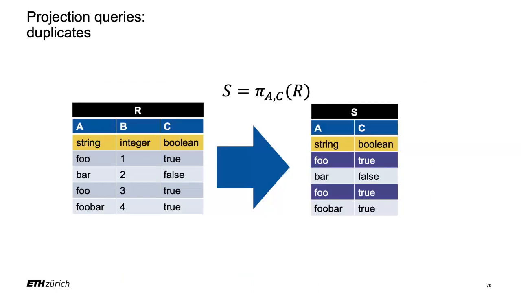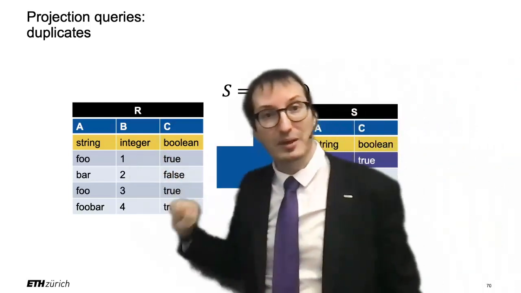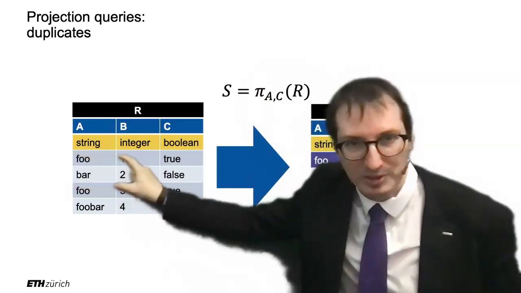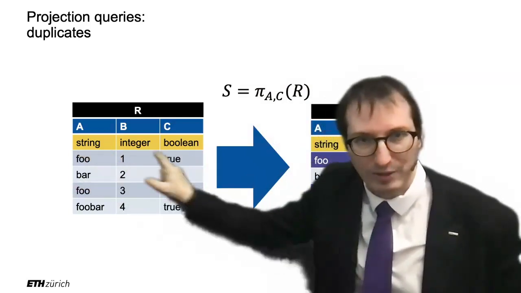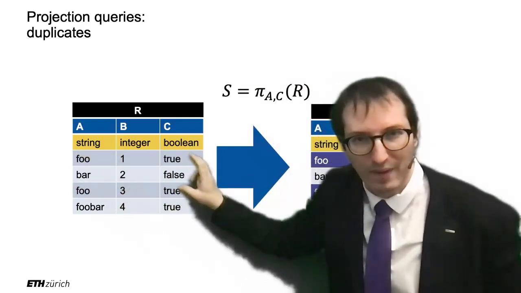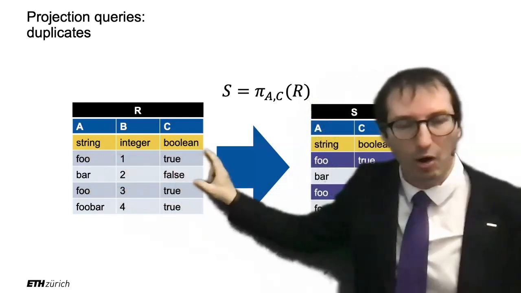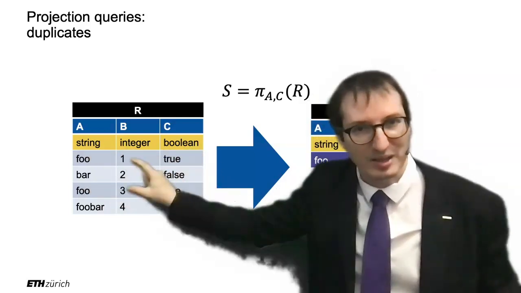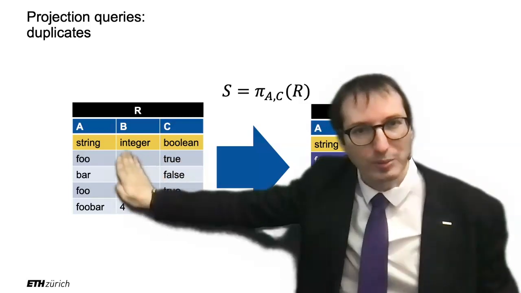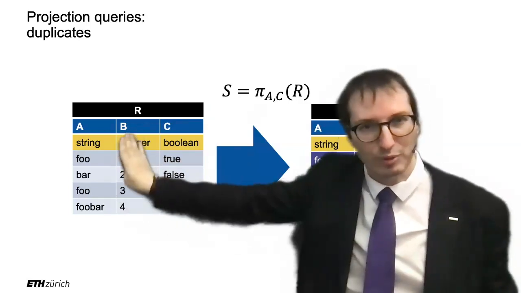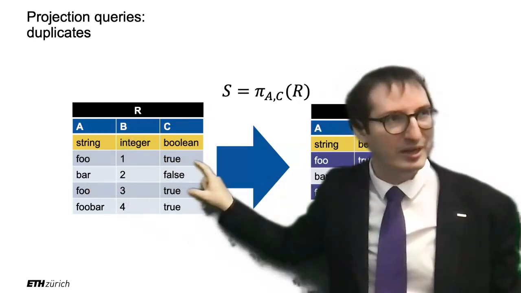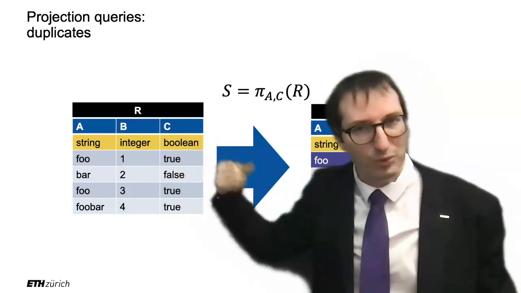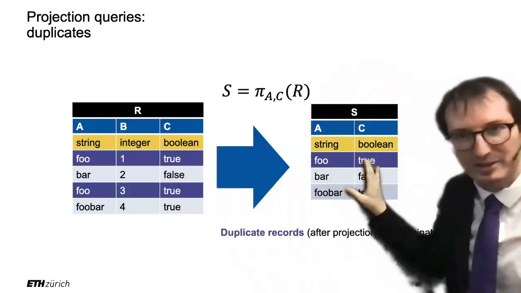Now, a word about the duplicates. How can it be that duplicates can happen and you need to be careful? It's because we are removing column B, but look at these two tuples here: foo, 1, true, and foo, 3, true. These two tuples only differ in B. A and C is the same, but they differ in the value of B. But if you remove the value of B because it's not part of the projection, do you agree that that would be a duplicate then? So you have to be careful when you compute that on paper that this has to go away.